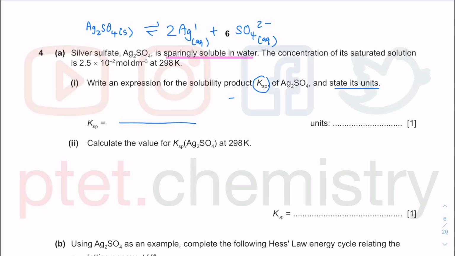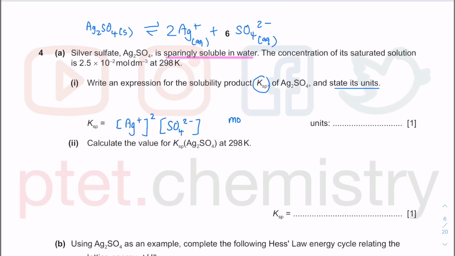So what we have there will be concentration. Actually, there's no divide by anything because this is a solid on the left hand side. So you're just going to write in the concentration of the aqueous ions on the right hand side. So 2 of that Ag+, and therefore you raise the power in the stoichiometric equation for the concentration in the Ksp equation, just like you would do for Kc expression as well as Kp expression back in AS chemistry. Here we have a concentration squared and we have another concentration.